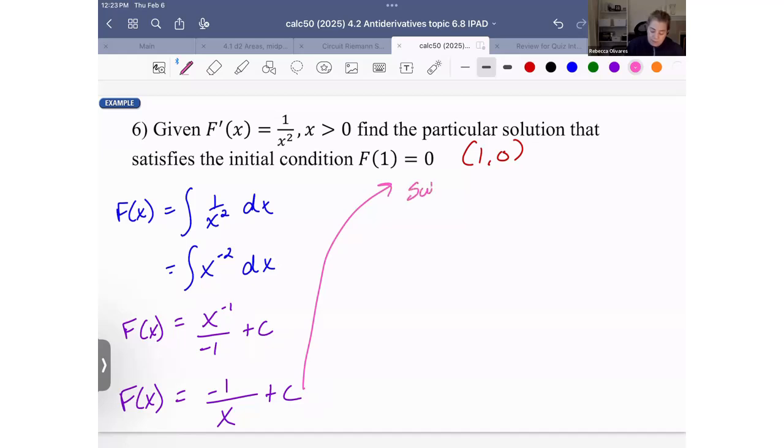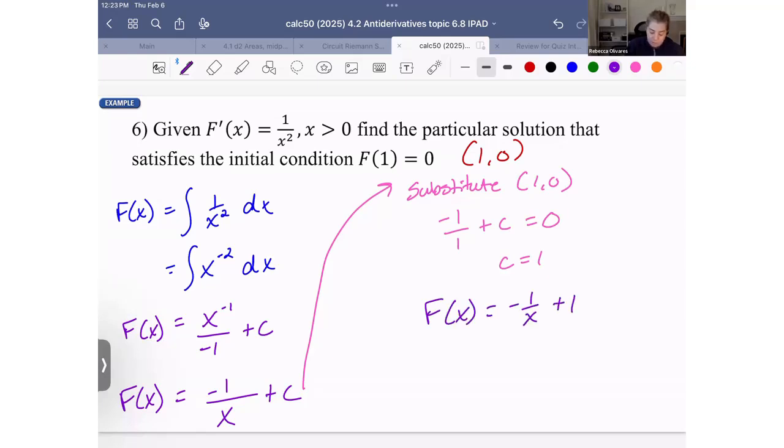And now we're going to find that c value. We're going to substitute the point (1, 0). So we have negative 1 over 1 plus c is equal to 0. I said 1, but I wrote x. Negative 1 over 1 plus c is equal to 0. So c equals 1. So capital F of x is going to be negative 1 over x plus 1.